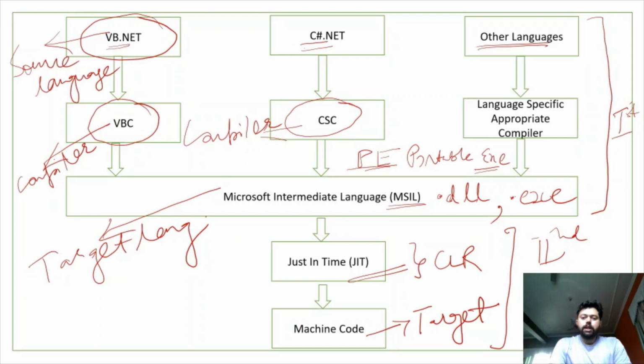In the compilation process, your language specific source is compiled by a compiler into an intermediate language, which is called Microsoft Intermediate Language. Then this Microsoft Intermediate Language is compiled by a compiler called the just-in-time compiler, which converts your code into machine code. So this is the whole compilation process in the .NET framework.